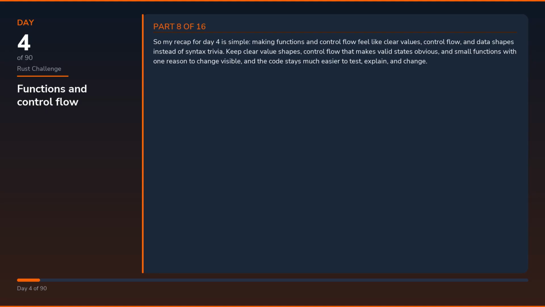So my recap for day 4 is simple: making functions and control flow feel like clear values, control flow, and data shapes instead of syntax trivia. Keep clear value shapes, control flow that makes valid states obvious, and small functions with one reason to change visible, and the code stays much easier to test, explain, and change.